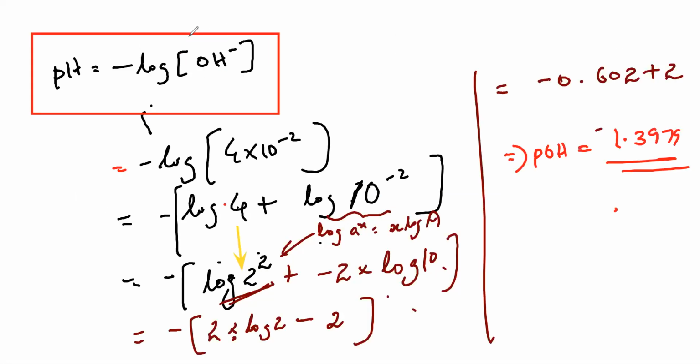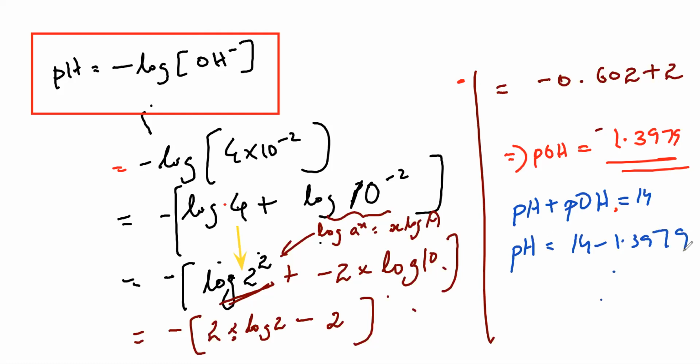So we know one very important equation. The equation is nothing but what? pH plus pOH is equal to 14. So what is my pH from this? 14 minus 1.3979. So pH is equal to 12.602. So fast and calculate.